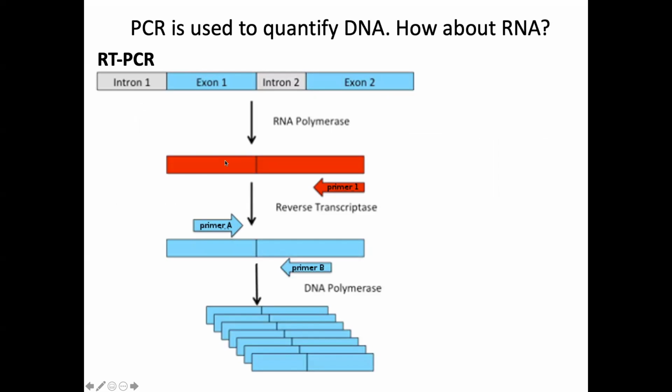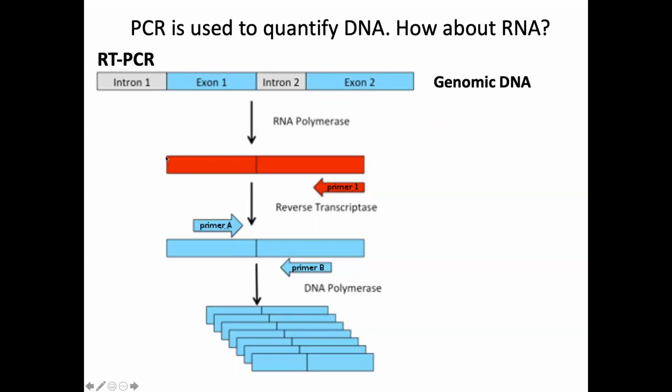But the PCR Taq enzyme can only amplify DNA, but not RNA, right? So for this reason, in order to quantify RNA, scientists took advantage of reverse transcriptase, meaning the enzyme that can reverse transcribe RNA to make a DNA, all right?